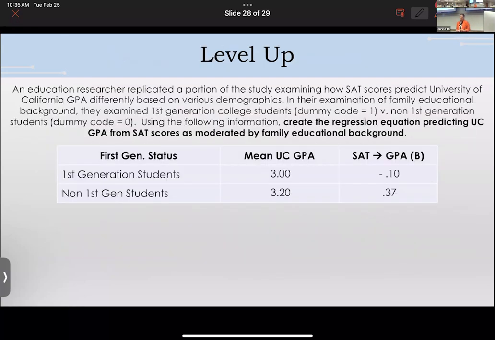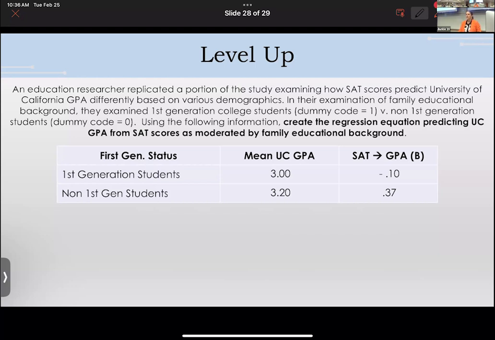An educational researcher replicated a portion of a study examining how SAT predicts University of California GPA based on various demographics. In their examination of family ed background, they examined first-generation college students, dummy-coded 1, versus non-first-gen students, dummy-coded 0. Using the following information, create the regression equation predicting UC GPA from SAT scores as moderated by family educational background or first-gen status. You're working backwards here. You don't have coefficients. You've got to make the coefficients.